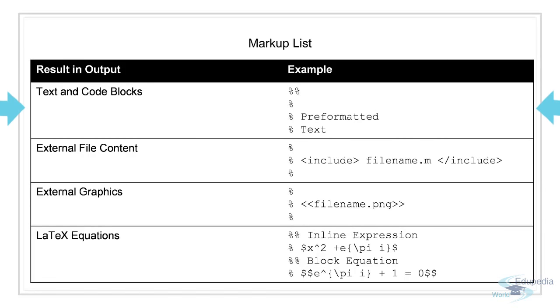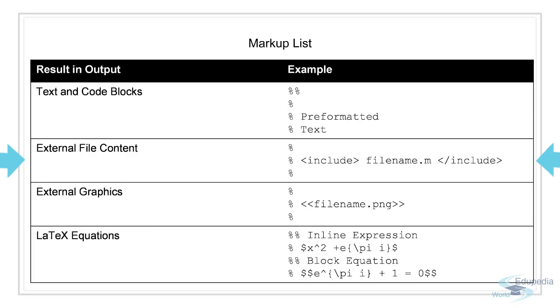Next we have text and code blocks. Basically, this is preformatted text. Preformatted text is something that appears in monospace font. It maintains its white space and does not wrap long lines. Two spaces must appear between the comment symbol and the text of the first line of the preformatted text.